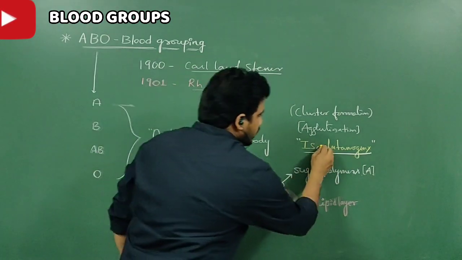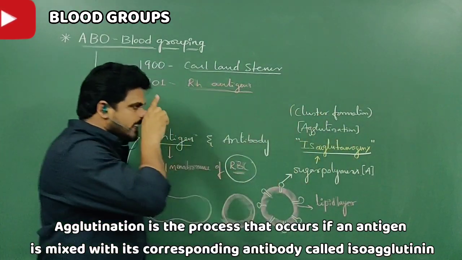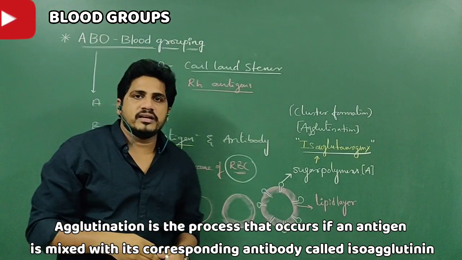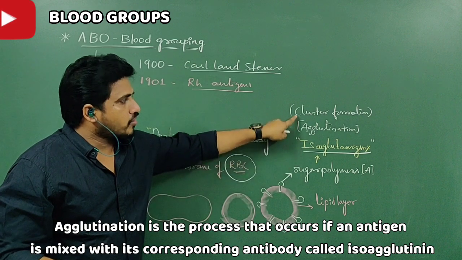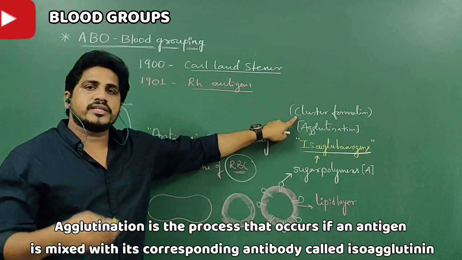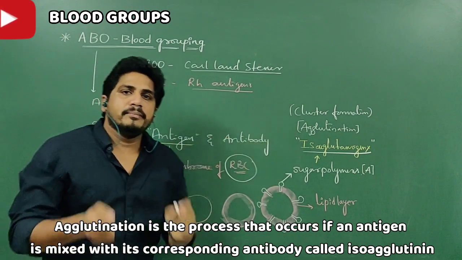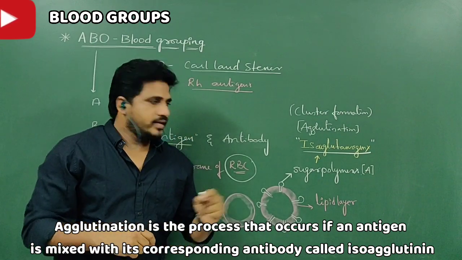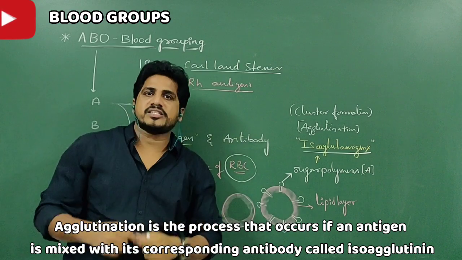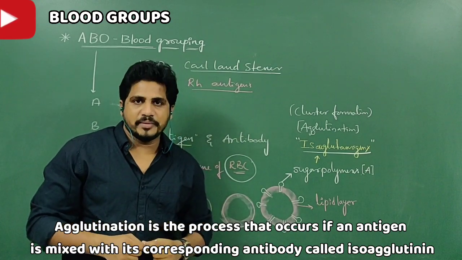Isoagglutinogens. Agglutination means what? Clotting. So blood will clot inside the blood vessel, and the person will die. That's why isoagglutination is also called cluster formation. Who is responsible for isoagglutination? Mismatching of antigen and antibody. But here, the antigen is the one who finds its complementary antibody.